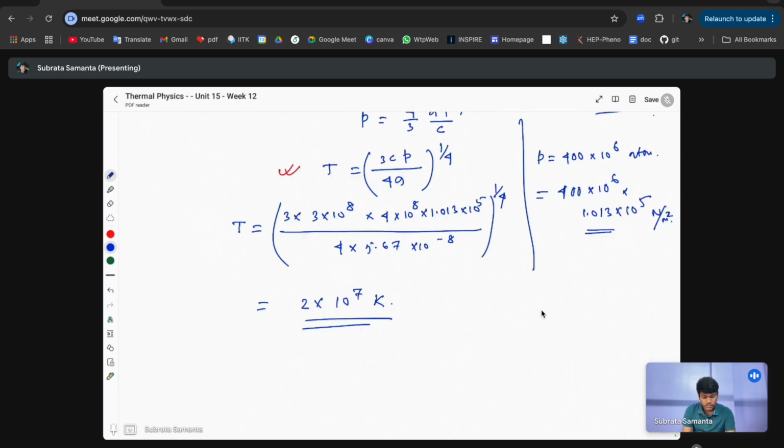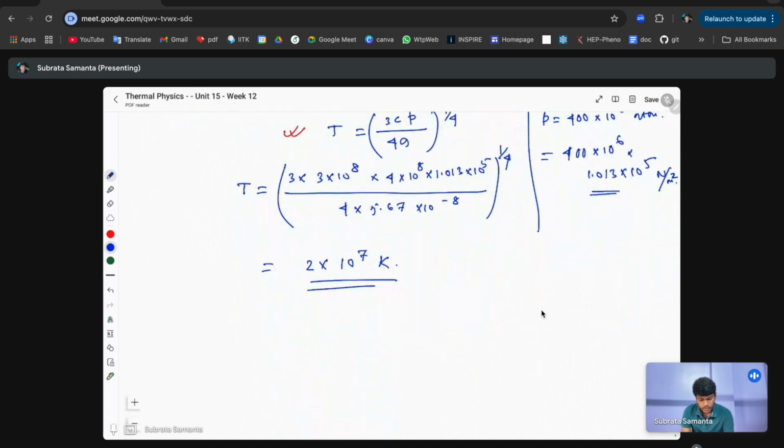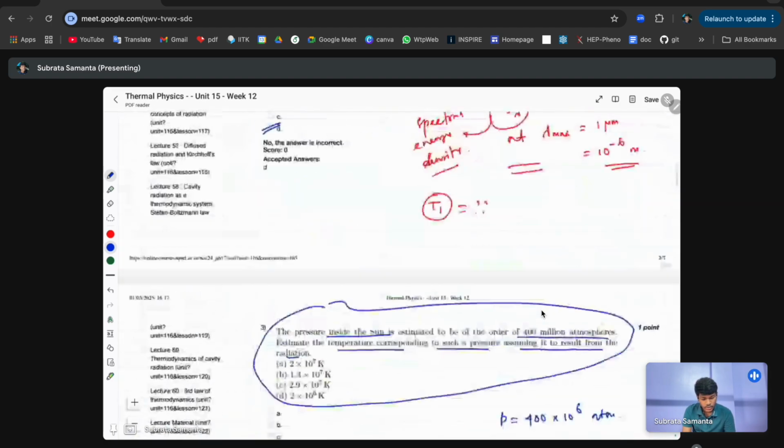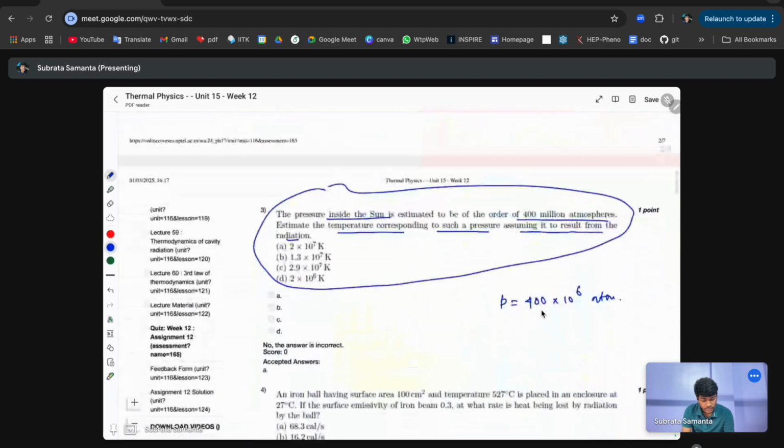Yeah, so this is the value of the temperature of the sun. So 2 times 10 to the power 7 Kelvin. Okay, so let's check the options. Yes, 2 times 10 to the power 7, option A is correct. Any question?